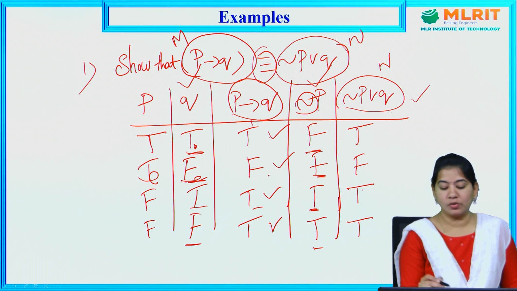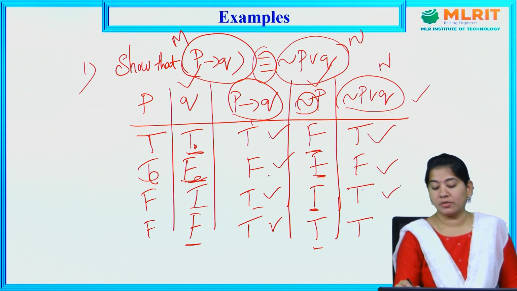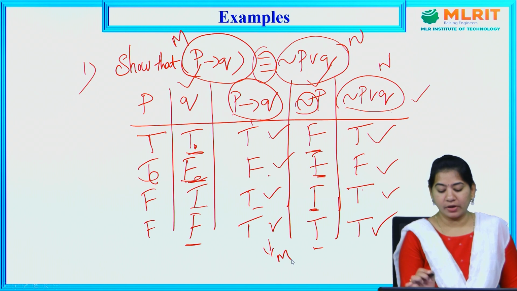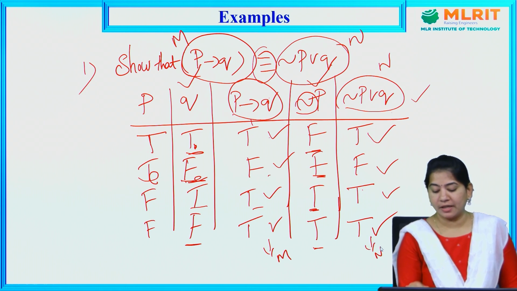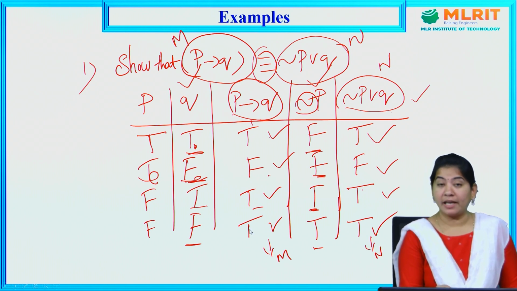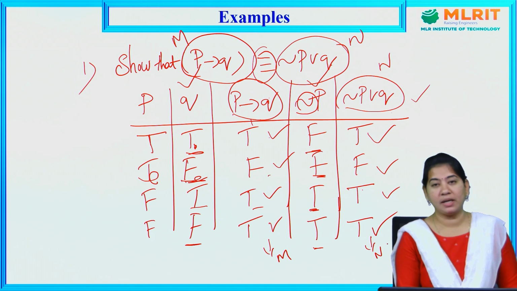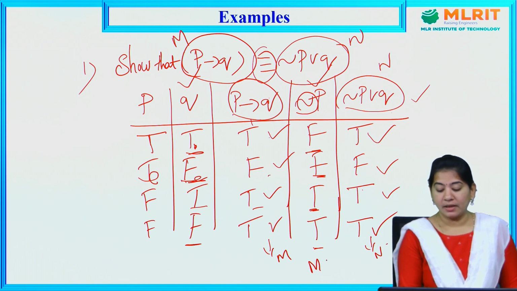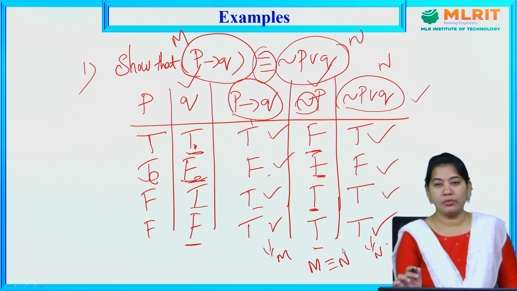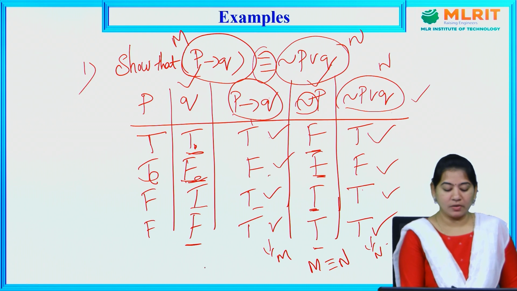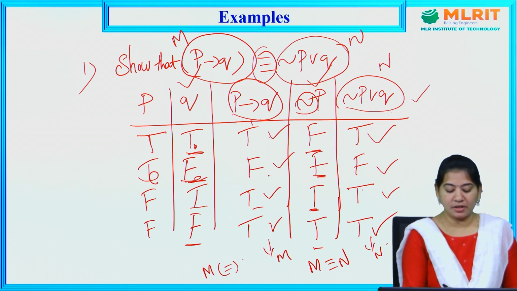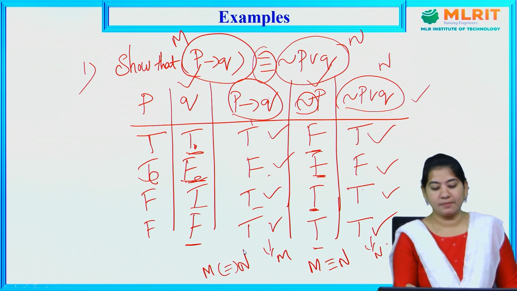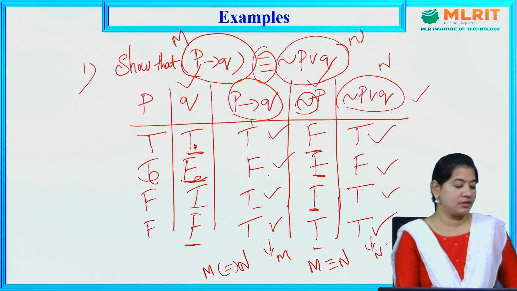True, false, true, true, and true, false, true, true. So let us suppose I have considered this as M and this as N. Then as we have the same truth values in the last column of M and N, we can say that M is logically equivalent to N. Or we can also write it in symbolic representation, M is logically equivalent to N. So this is how you need to construct the truth table.